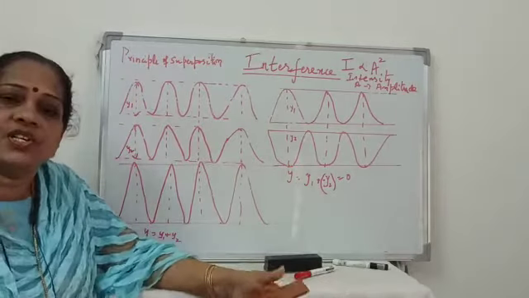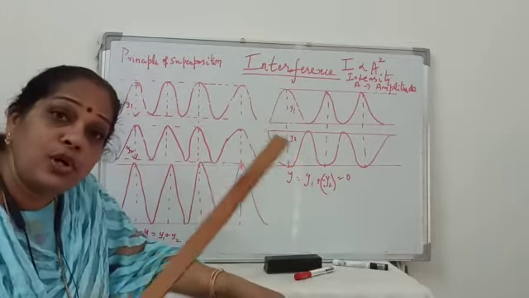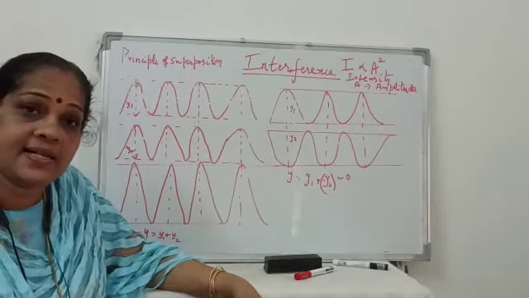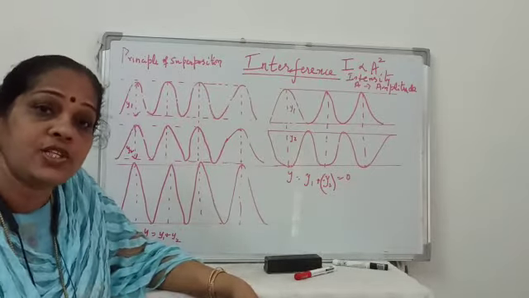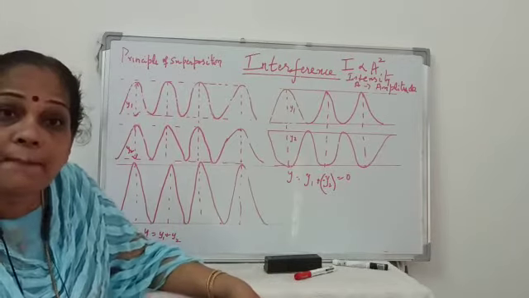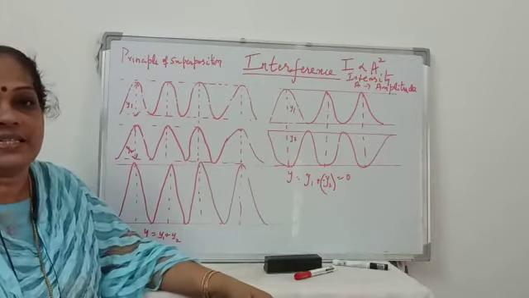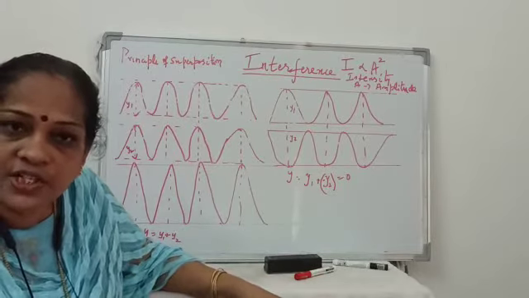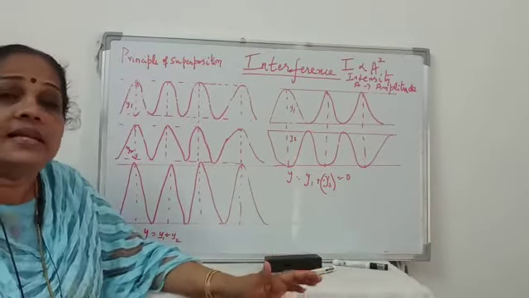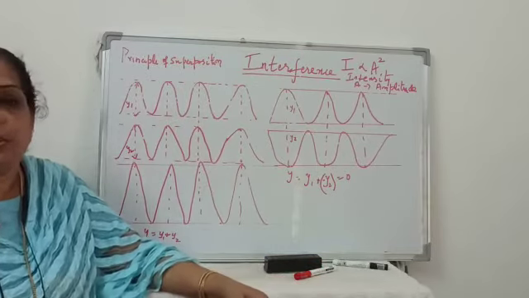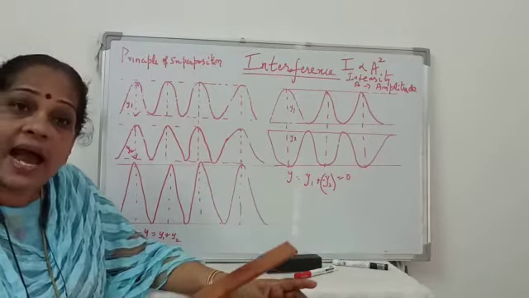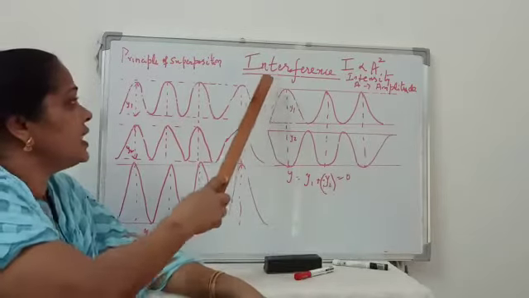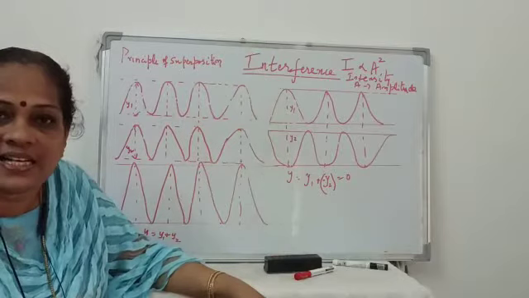Just imagine this miracle. You have two light waves superimposing and you get a pattern where at some points you have brightness and at some points you have darkness. So you say that the distribution of energy is not uniform. This non-uniform distribution of energy, when two light waves superimpose each other, is called interference.